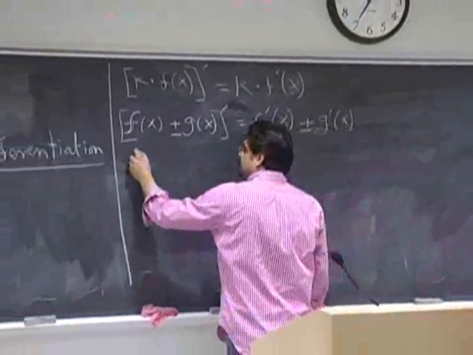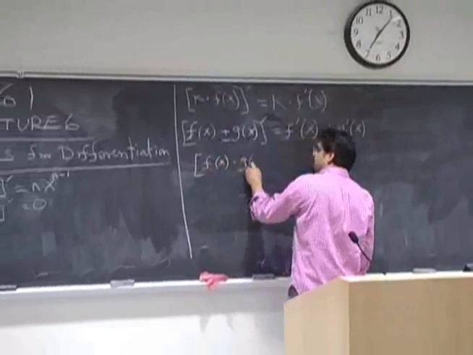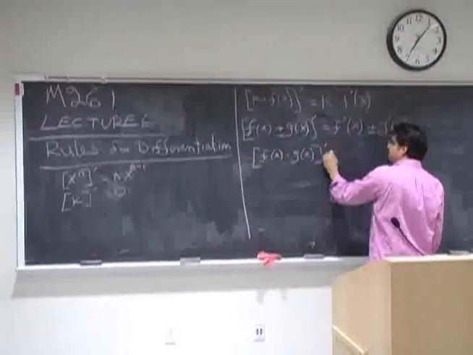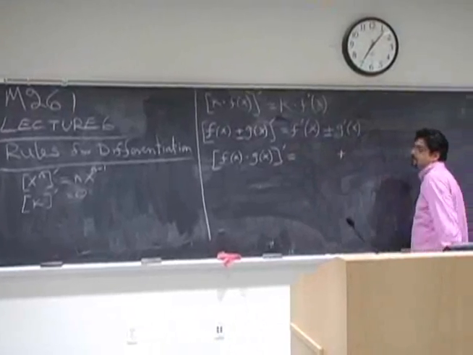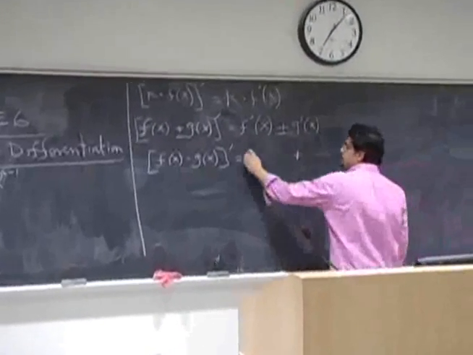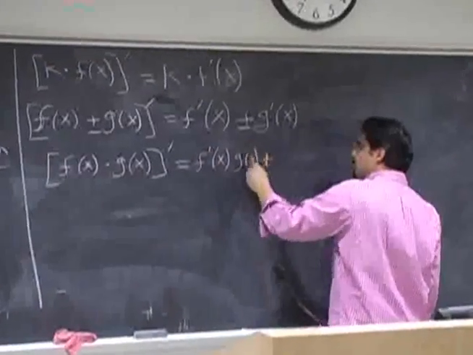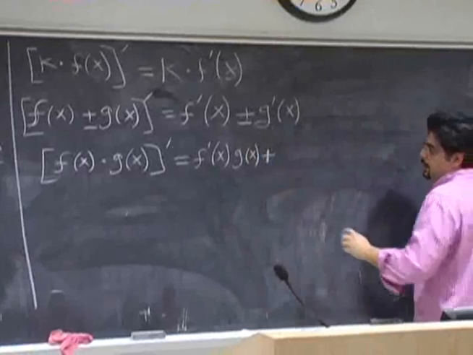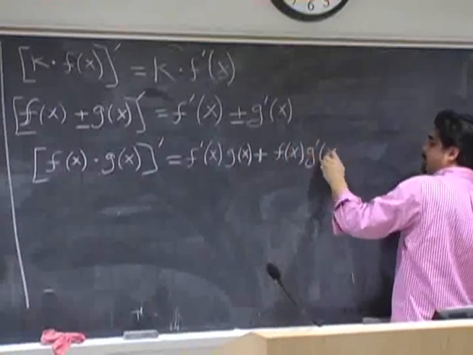And then we had the product rule. So the derivative of f times g. And the derivative of the product is actually the sum of two terms. The first term being f prime of x times g of x, and the second term being f of x times g prime of x.